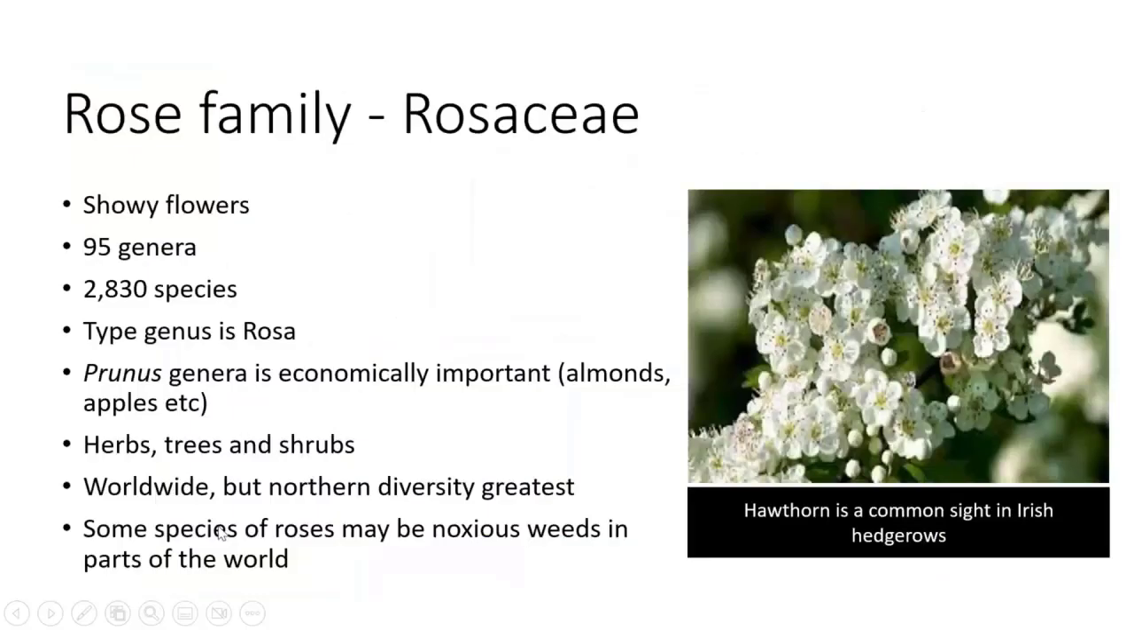And what makes the rose family? Well, again, like most of the families I've talked about, it's quite a large family and very economically important. So apples, almonds, etc. they come from the roses. And here on the right hand side you can see the beautiful hawthorn, which is a very nice feature in May in the Irish countryside and along hedgerows.